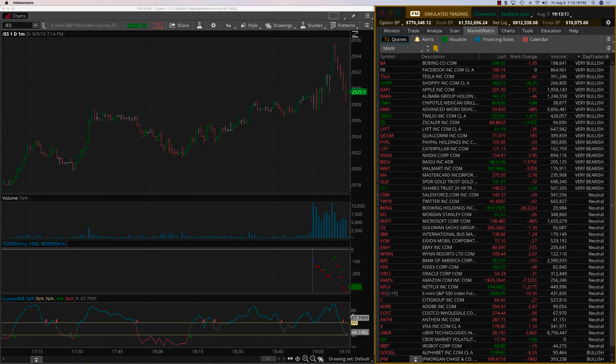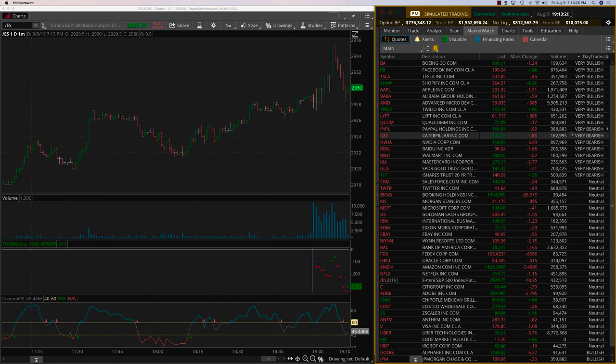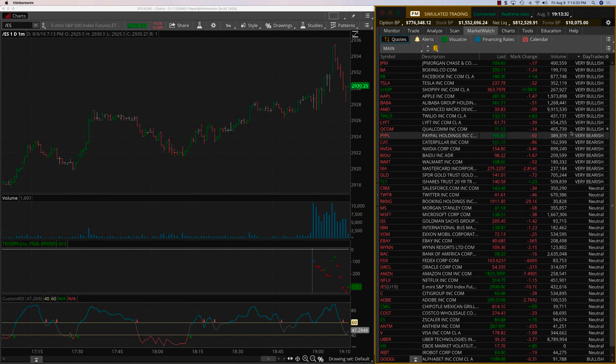Let's see what's going on with the ticks. You can see the very bullish has come down just a little bit. And we are about 60-40 on the bullish bearish scale over here. Okay. So let's watch this.